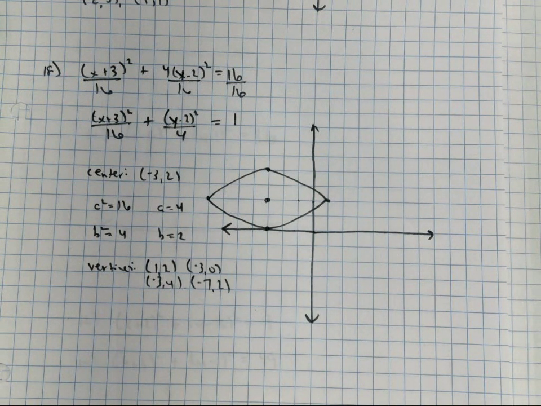No, the center is the center. The vertices are the outside of the ellipse. Are there any questions on number 18? All right.